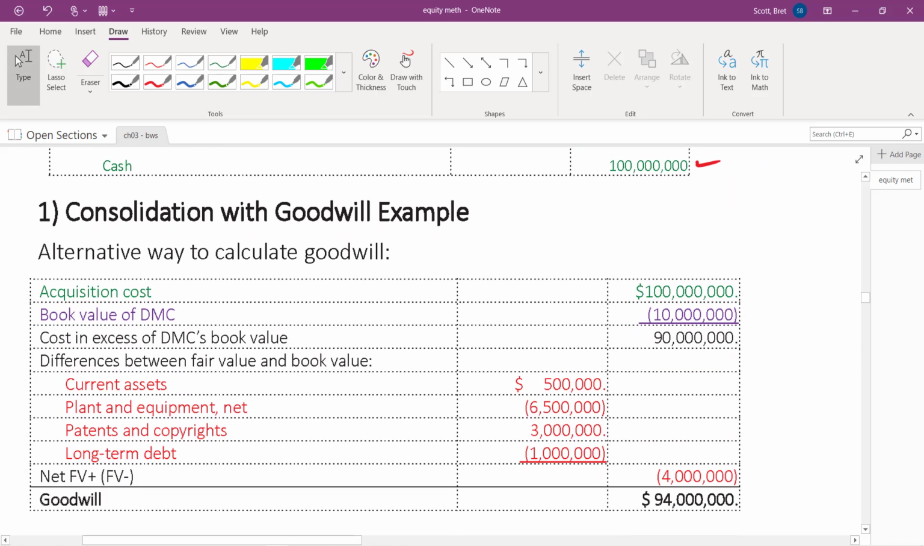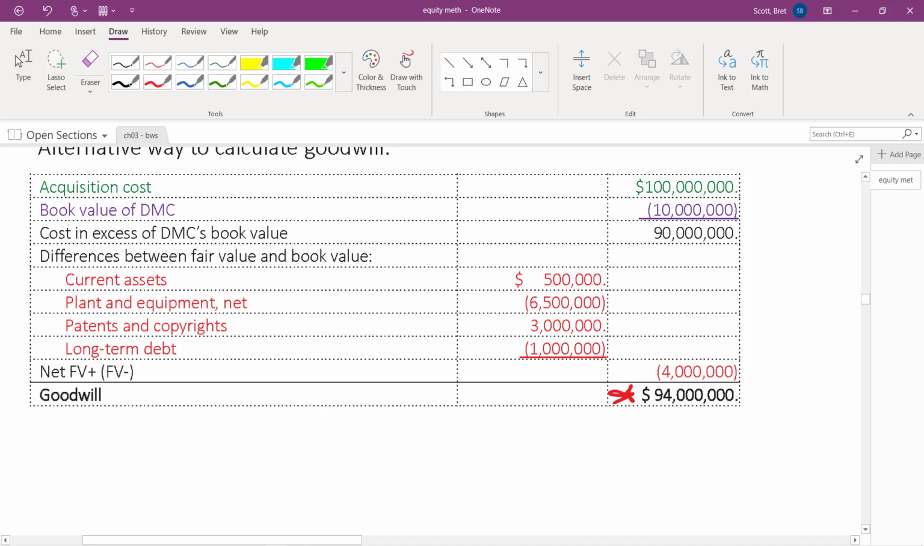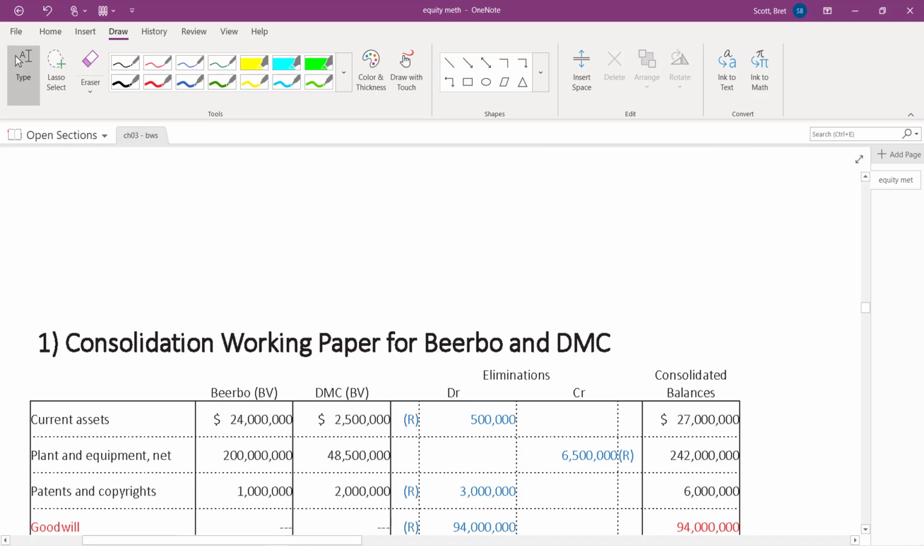So now the book gives you a way of calculating goodwill on its own. However you determine goodwill, whatever method makes sense to you, use it. I know some of the homework requires you to fill out an analysis like this. It's up to you. I'm not too particular, as long as you get the actual goodwill number correct, that's fine by me.